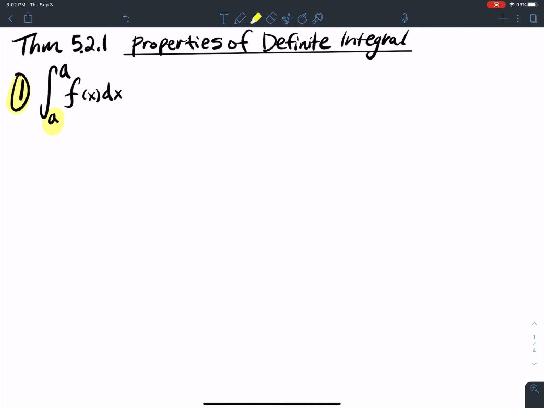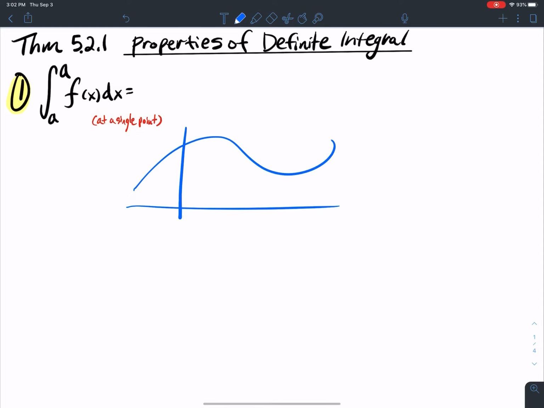Well, that's kind of weird, right? So what's going on? If we sum up all the rectangles from A to A, well, A is a single point, right? So if you think about the picture here, typically it's from A to B, right? And then we find all of the area in here. Well, what's the problem? Now we have no B, right? Oh, I messed up. Okay, let me try this again.